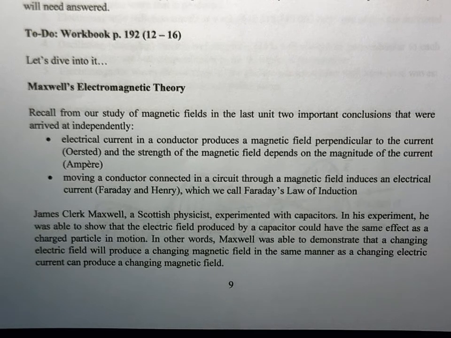Now, those two processes, electricity and magnetism, people up until the mid-1860s thought they were separate processes. A gentleman named Maxwell, he linked those two processes together. He very much said electricity and magnetism are related. This is where we get that whole concept of electromagnetism.